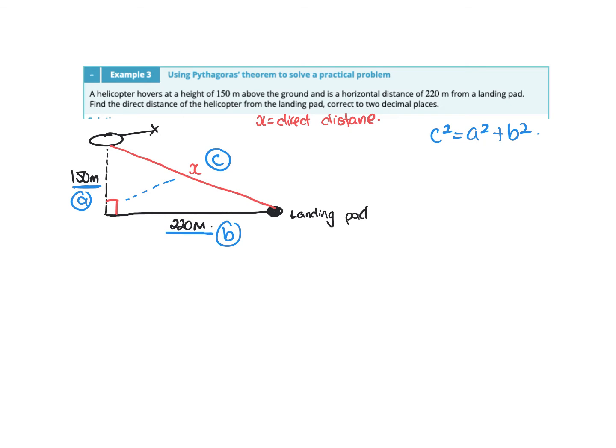You would say, have I got a right angle triangle? Yes. Do I have an angle? No. So we'd be using Pythag. All right, we're going to substitute in. X is x squared, and then A is 150 squared plus 220 squared.